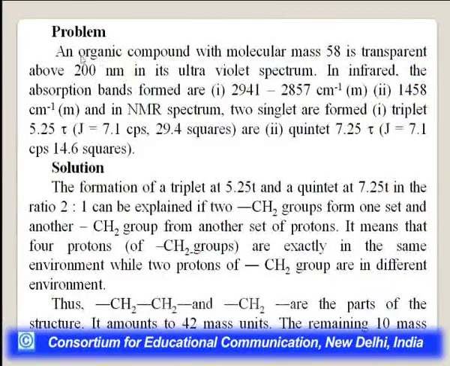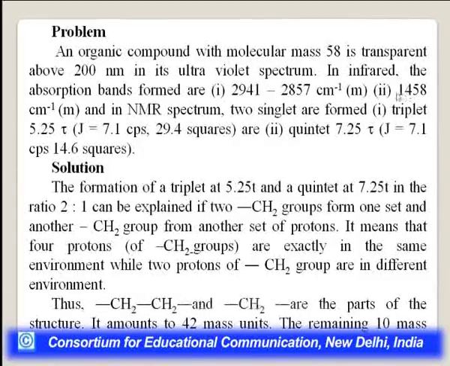Now you can see this is a combined problem: an organic compound with molecular mass 58, and it is transparent above 200 nanometer in its ultraviolet visible spectrum. That is, this data is for UV visible calculation. Another supplementary data is there. In infrared, the absorption bands formed are at a value of 2941 to 2857 centimeter inverse.